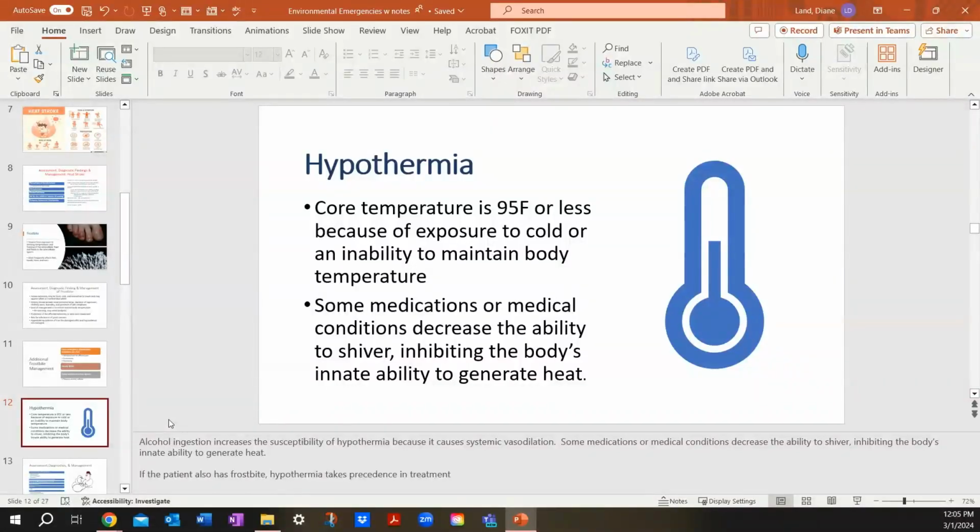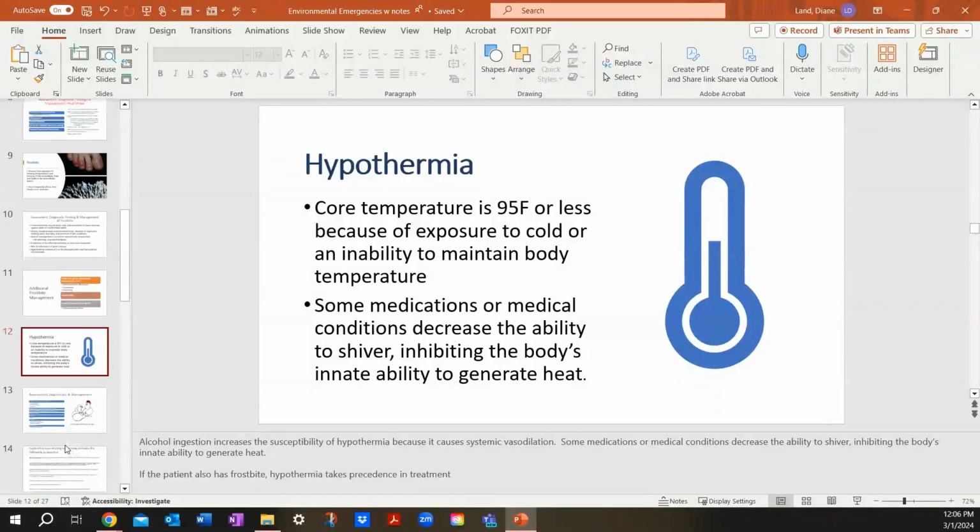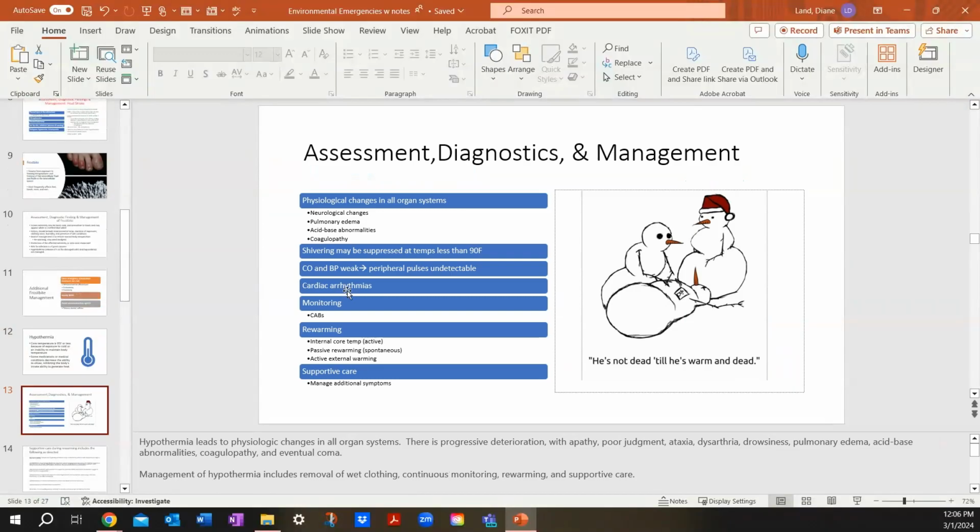Drinking alcohol increases susceptibility to hypothermia because it causes systemic vasodilatation. That's why people pass out, and also because of dehydration. Some medications or medical conditions decrease the ability to shiver, like I mentioned, and the patient also may have frostbite as well, but we treat the hypothermia. And then the assessment, diagnostics, and management.